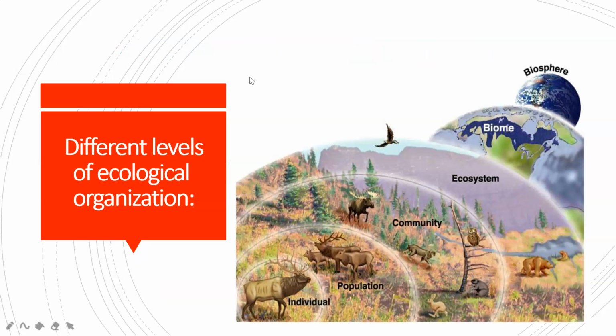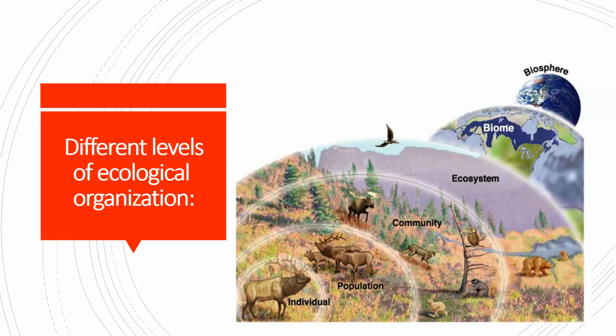These are the different levels of ecological organization. As you can see here, we have an individual elk. That can be the species, okay? Then, the step above the individual is the population. And the population we're talking about here is just the same species, in this case, elk. So we go from individual, a bunch of elk are the population.